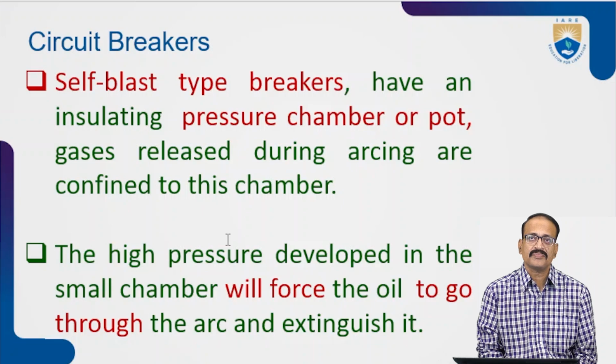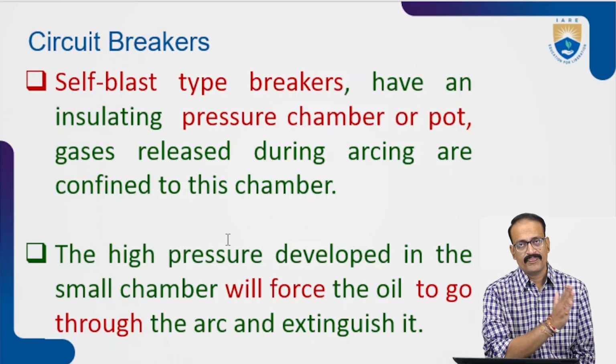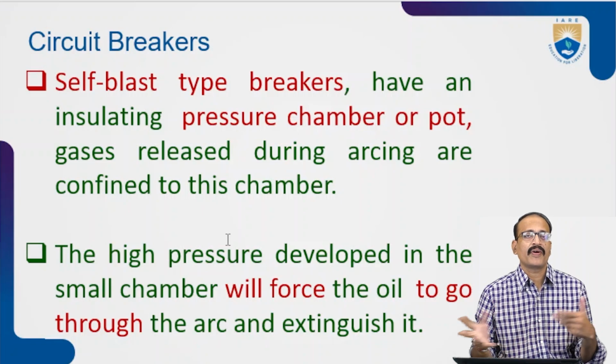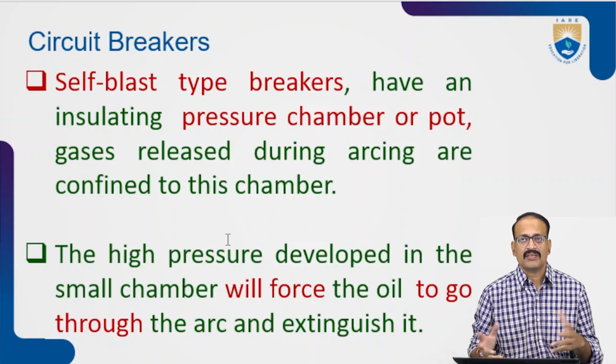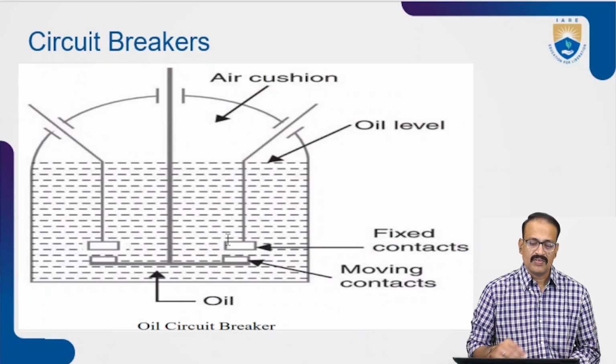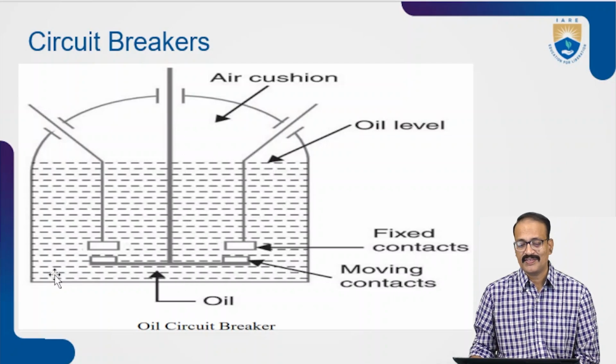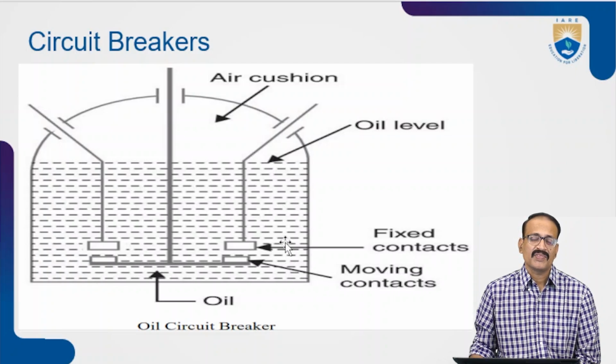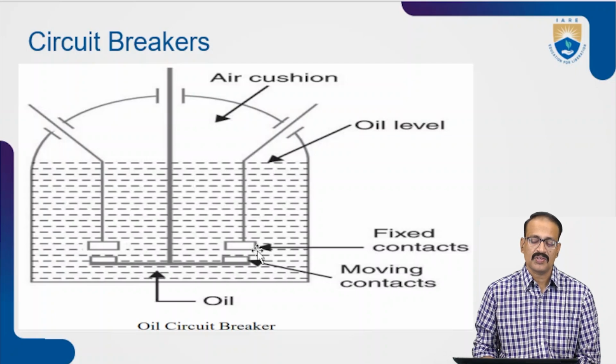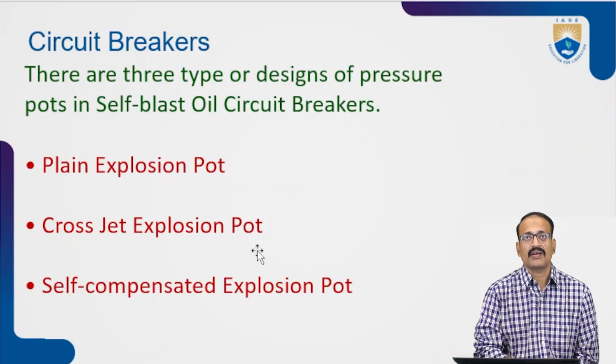This oil will go through the arc and throw the ionizing particles, or arc forming particles, away. Here you can observe the oil circuit breaker, and this is the chamber. This is the fixed contact, and normally we use fixed and moving contacts. The pressure developed due to the gas will force the oil to move between these contacts, disturbing the arc. This is the way we are able to control the arc.